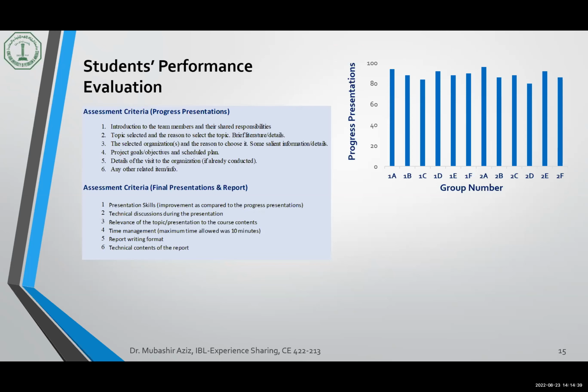In their progress presentations, luckily, because it was just progress, they had planned something, they had visited some companies, they had some questionnaire designed. So the performance of almost all the groups, I forgot now, it was 11 or 12 groups, 1, 2, 3, 4, 5, 6. Yeah, it was 12 groups. Most of them you can see performing above 80%. It was a group assessment.